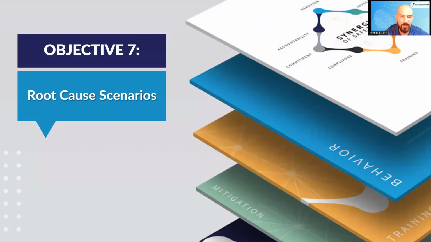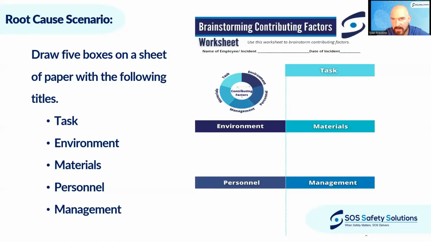So moving on to our root cause scenario. You guys have seen this a couple times now. We have different categories for unsafe acts and conditions. We have the task, the environment, the materials. We're going to call it materials / equipment, the personnel, the behaviors, or the management system.